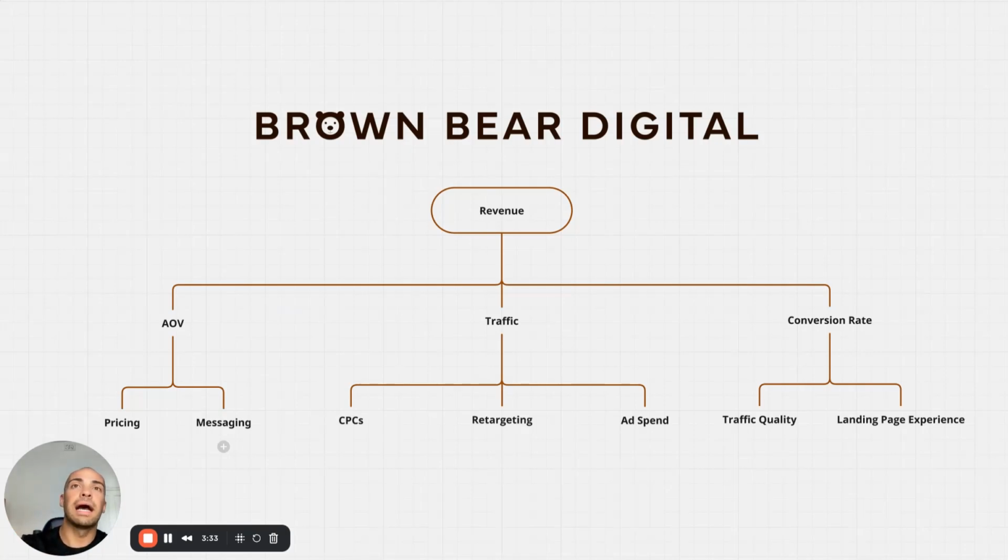Other than AOV, you can also look at traffic. So when measuring traffic, there are a few things you can look at, which is basically your CPCs, retargeting, and ad spend. So traffic and ad spend we'll start with because it's the most simple one to explain. If you have spent less money, you will get less people on your website. That simple. So if you're spending less on ads, traffic goes down, you have less people coming through to the website.